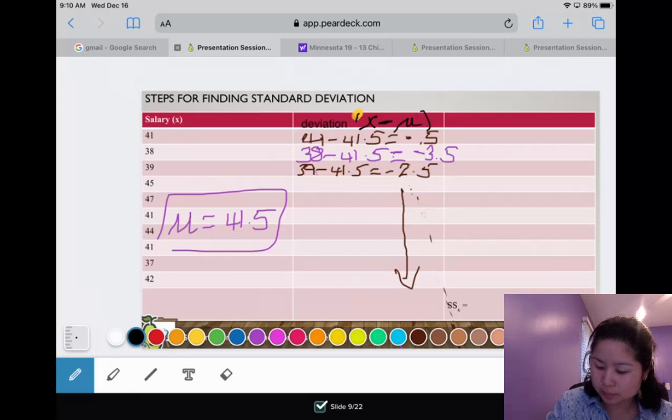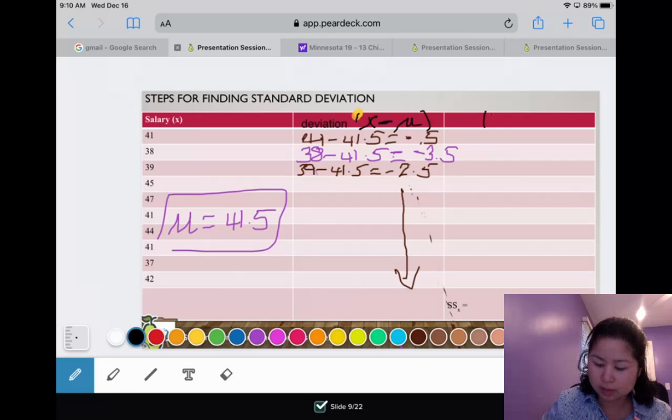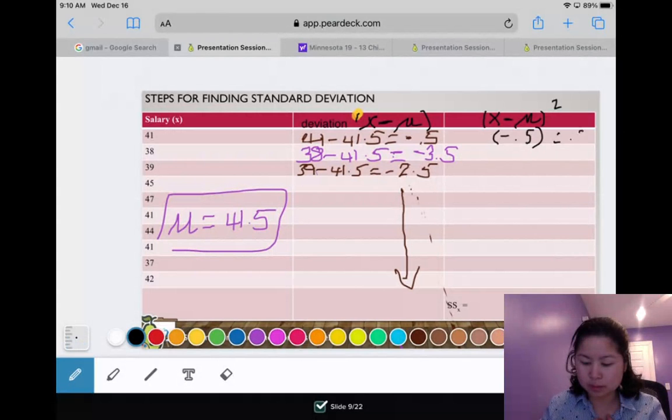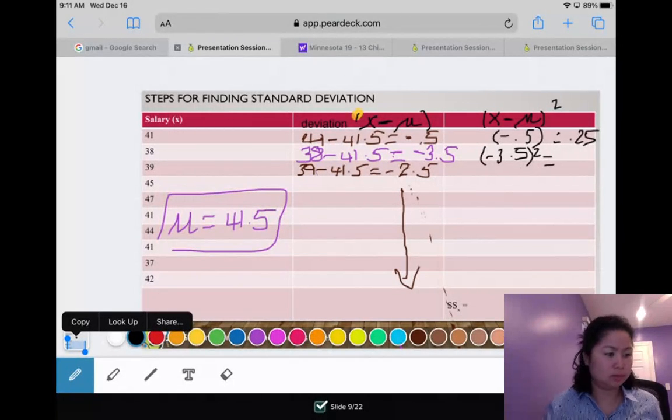The next step, for the third column, is we take the deviation, the difference that I just got, and I'm going to square it. So that's the notation: x minus the mean to the second power. I will square the deviation. Over here, my deviation is negative 0.5. Squaring negative 0.5 gives me 0.25. Then I do the next one, squaring negative 3.5, and that will give me the next value, okay?